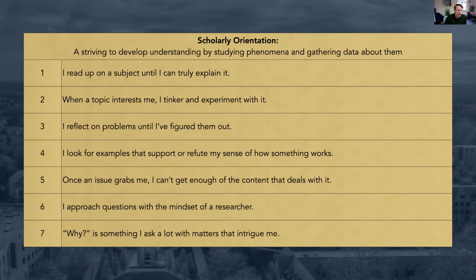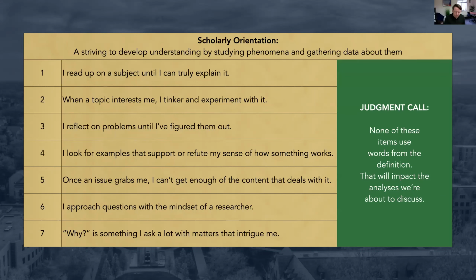And so we got 7, I think, reasonable looking items for scholarly orientation, but we don't want to rush out and collect data in some sample with these, because we don't yet know if they're good. We don't yet know if they're content valid. Now, a judgment call. We're going to talk about a few different judgment calls today. I will always illustrate them with a green box. And so whenever you see the green box, we're going to talk about a judgment call.